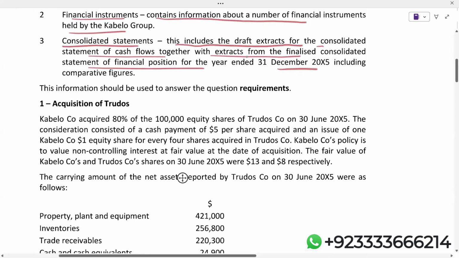Acquisition of Trodosco. Now stop. Whenever we are solving a cash flow statement question, and during the year we have acquired a subsidiary, first of all, acquisition of a subsidiary is an investing activity. It's not an operating activity. I'm acquiring a subsidiary, that's my investment. Okay. Another point.